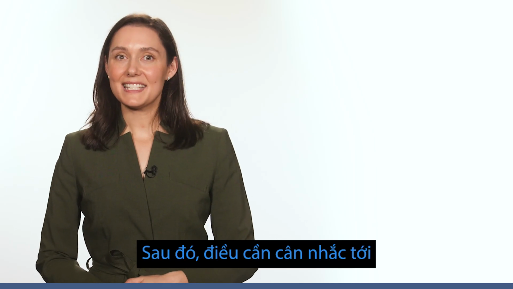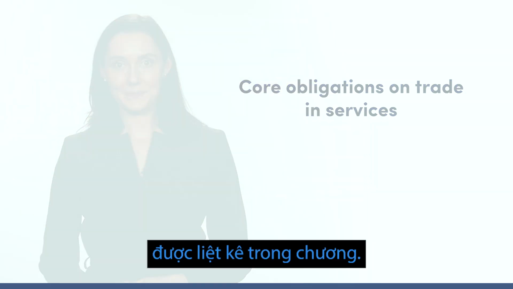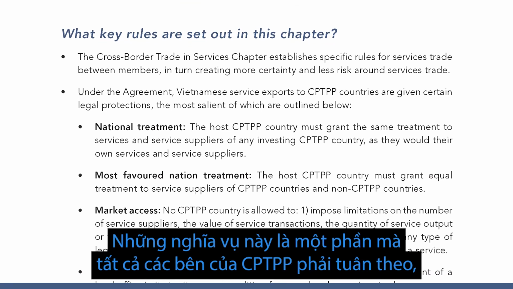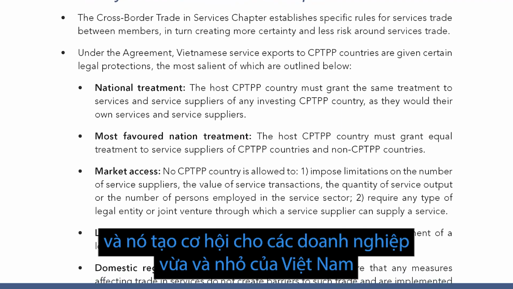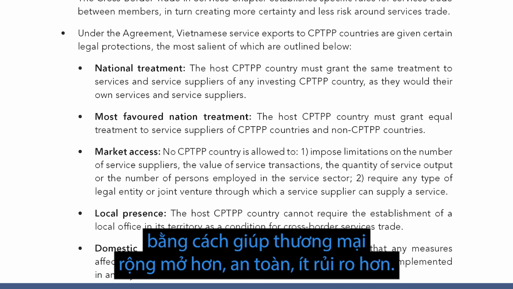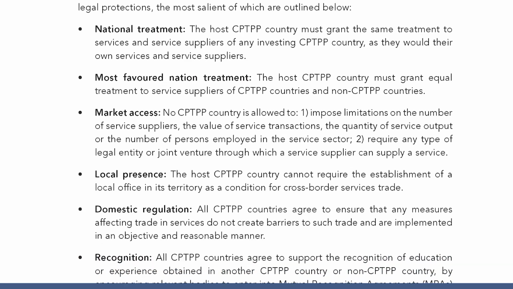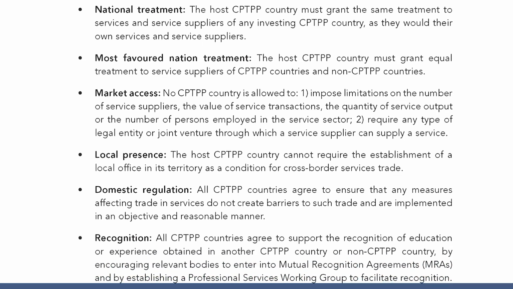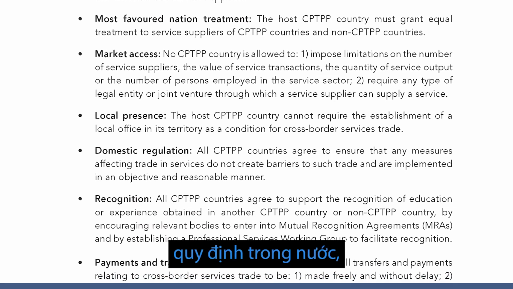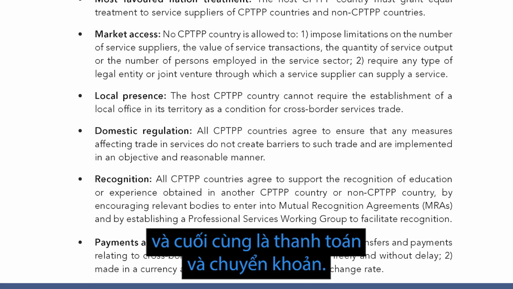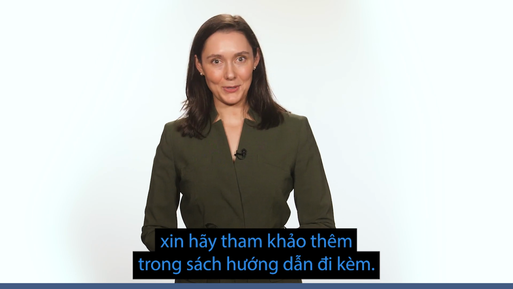After that, the next consideration is to understand the core obligations on trade and services that are outlined in the chapter. These obligations are ones that all CPTPP parties have to abide by, and they provide opportunities for Vietnamese SMEs by making trade more open, more secure, and less risky. Some of the most important rules include national treatment, most favored nation treatment, market access, local presence, domestic regulation, recognition, and finally, payments and transfers. For any questions on these obligations, please refer to the accompanying guidebook.